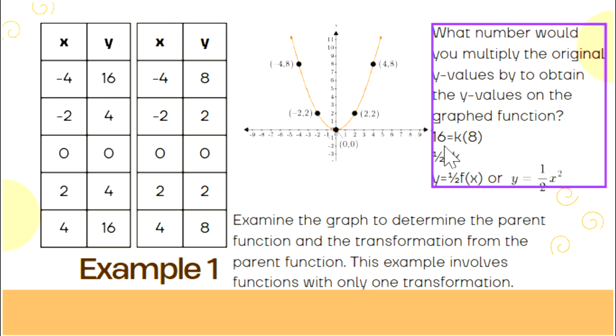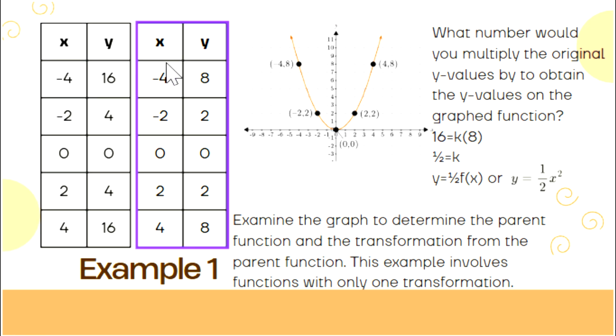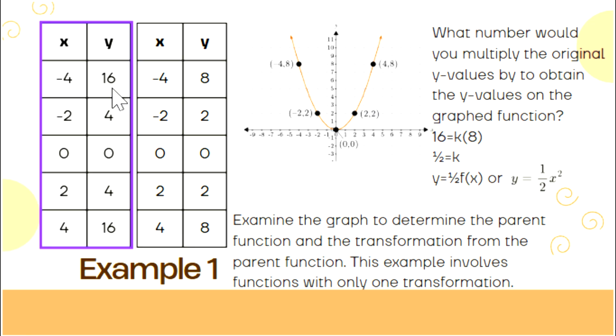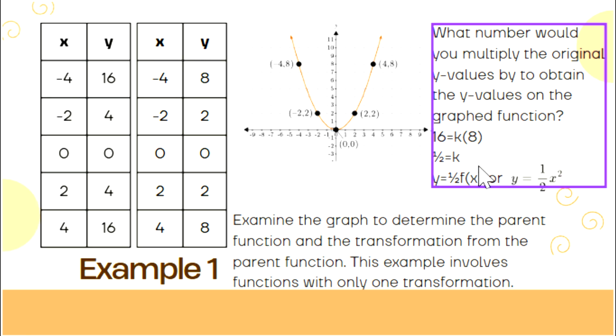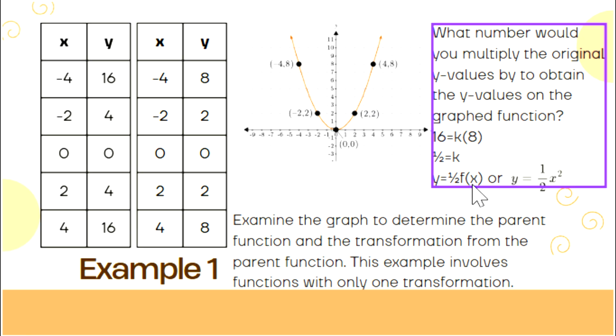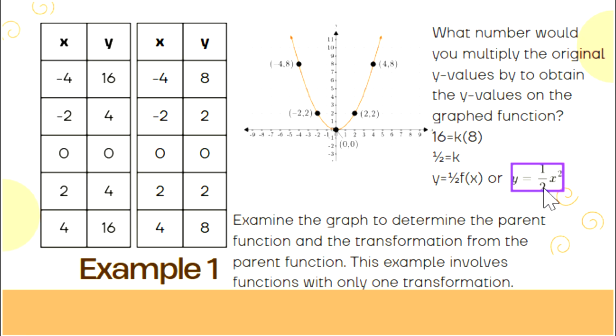So the way they laid it out was they did 16 is equal to k times 8. Okay, so 16 to 8, which is k is equal to 1/2. Okay, I just did that in my brain. It just made sense. In order to get from 16 to 8, you have to multiply it by 1/2 or divide by 2. Okay, so that's going to make your formula y equals 1/2 f of x, or for this specific formula, y equals 1/2 x squared.